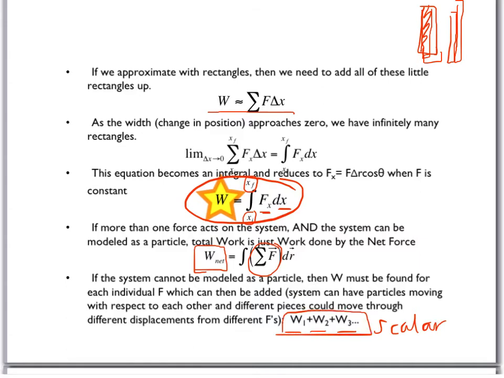This might be a system where you have particles that are moving with respect to each other, where different pieces of the system might move through different displacements because they're experiencing some different forces. Then you could simply add up each individual amount of work.